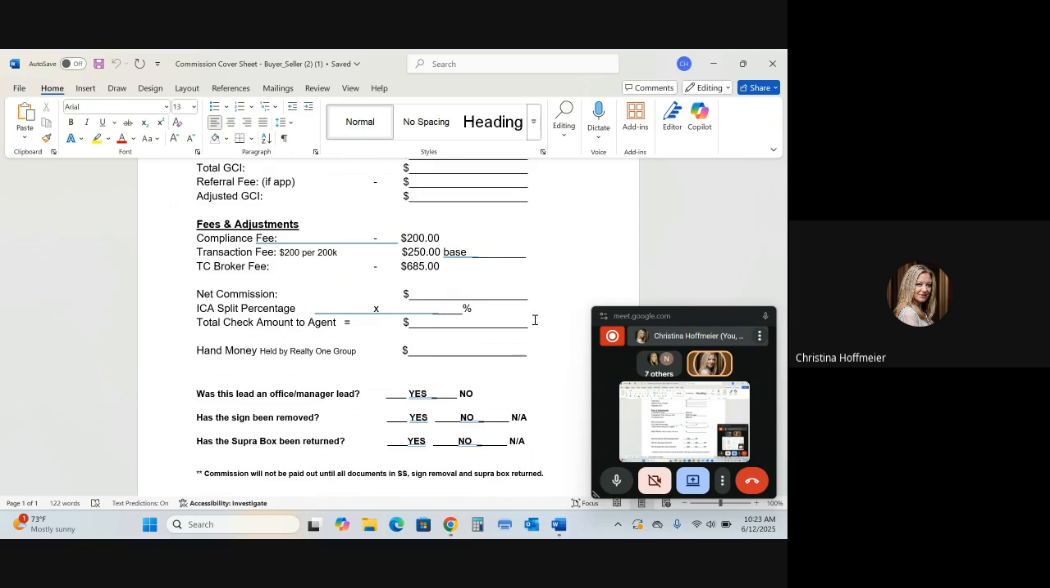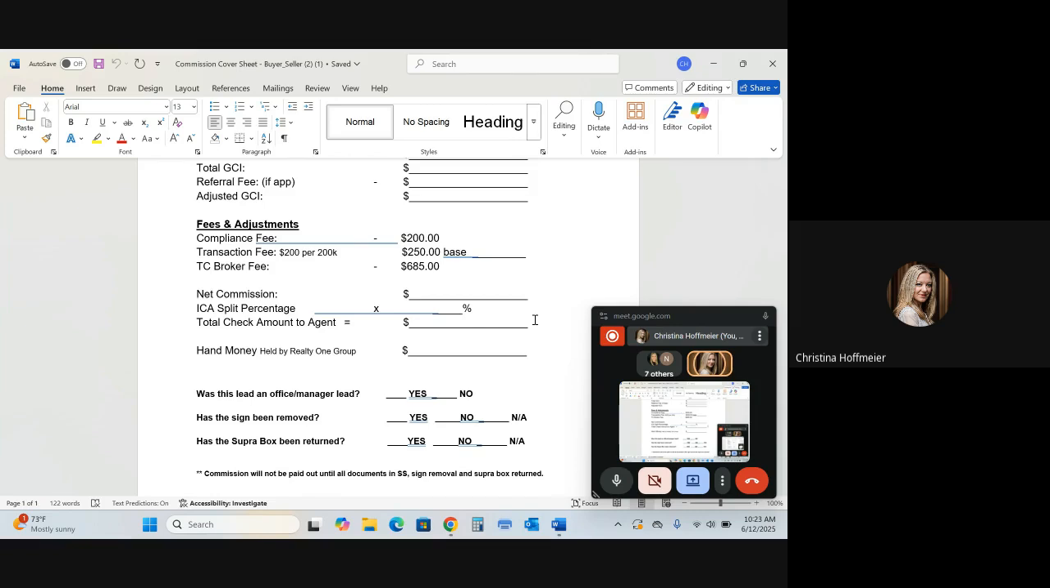Next is your ICA split. Okay, so if you are at 100%, you put 100% there. You put the letters 100. If you're on a 70%, you put 70 in there. A lot of people get those backwards and they'll put 30 or whatever in there. That's not it. Your ICA split is what you receive as payment.